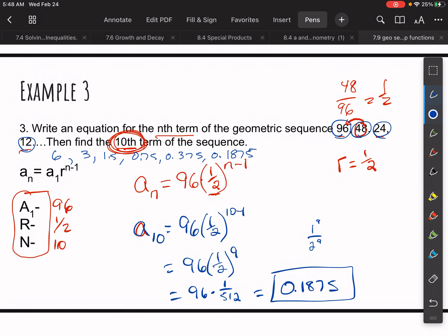But I'm probably going to give you something ridiculous that's going to be hard to test, so that I'm going to force you to use this equation on the test. I might ask you what's the 23rd term or the 24th term or something like that.